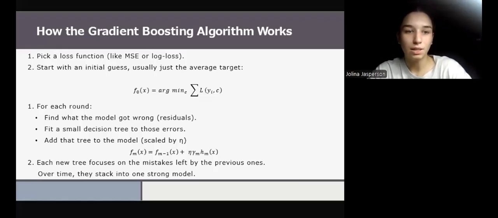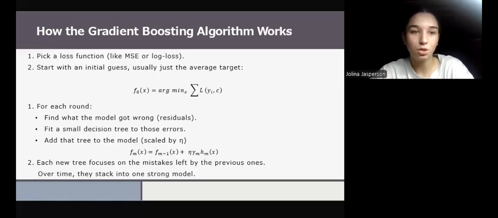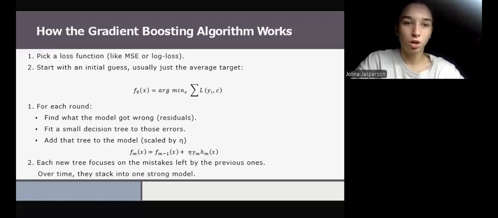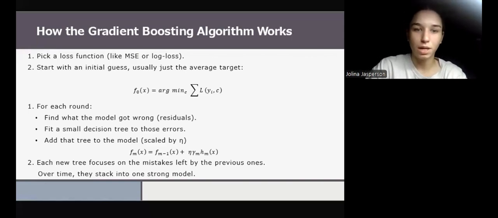That update formula says fm of x equals fm minus 1 of x plus learning rate times gamma times the new tree hm of x. That just means you take your old prediction and add a small step in the direction of the new tree. Each new tree focuses on the mistakes of the last ones made. After enough rounds, they stack into one strong model.